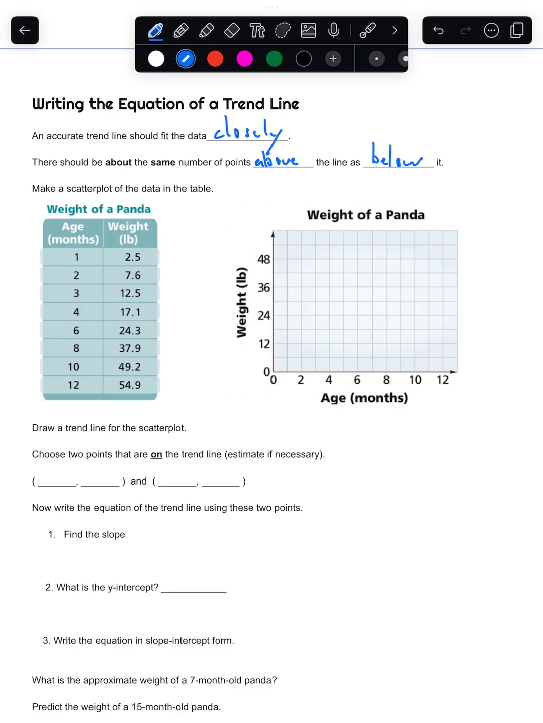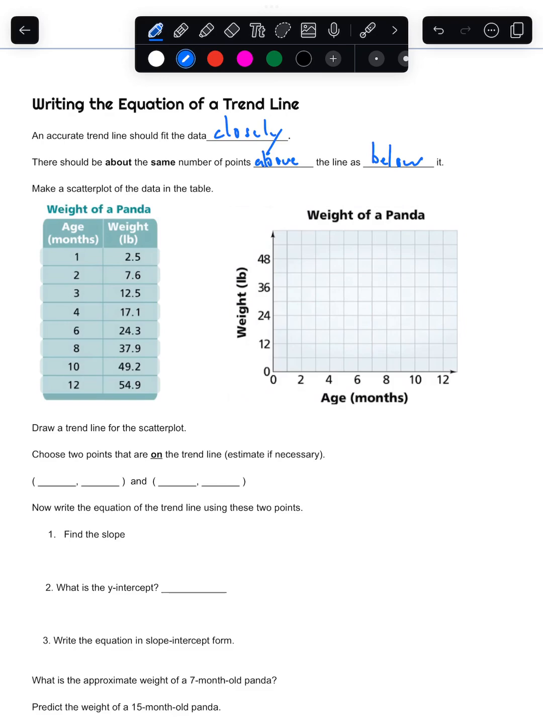All right, so now we're going to make a scatter plot of the data in the table. So this is about the weight of a panda. As a panda grows, if you've never seen any panda videos, look them up. They're a crazy creature. They fall. They do all kinds of weird stuff. So if you have TikTok, there's probably a bunch of them there, or Twitter accounts or whatever, look up some panda videos. They're pretty funny. But anyway, side note.